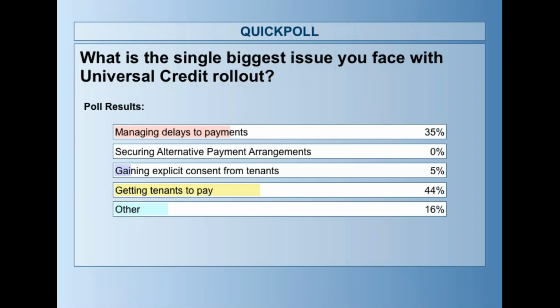Just what's the single biggest issue you face with universal credit rollout? So managing delays to payments, 35%. So 1 in 3 of you thought that was the biggest issue. Getting tenants to pay is the biggest issue, with 44% of you saying that. 5% have said dealing with the explicit consent requirements. No one has said that securing alternative payment arrangements is the biggest issue, which is interesting. I guess it still is an issue from frontline conversations we've had, but perhaps not the biggest one. And 16% of you have said other.